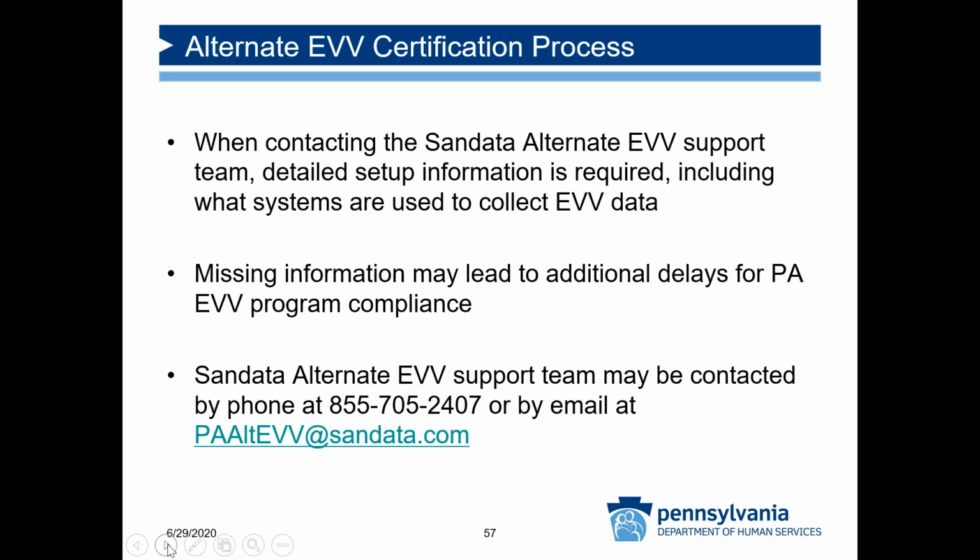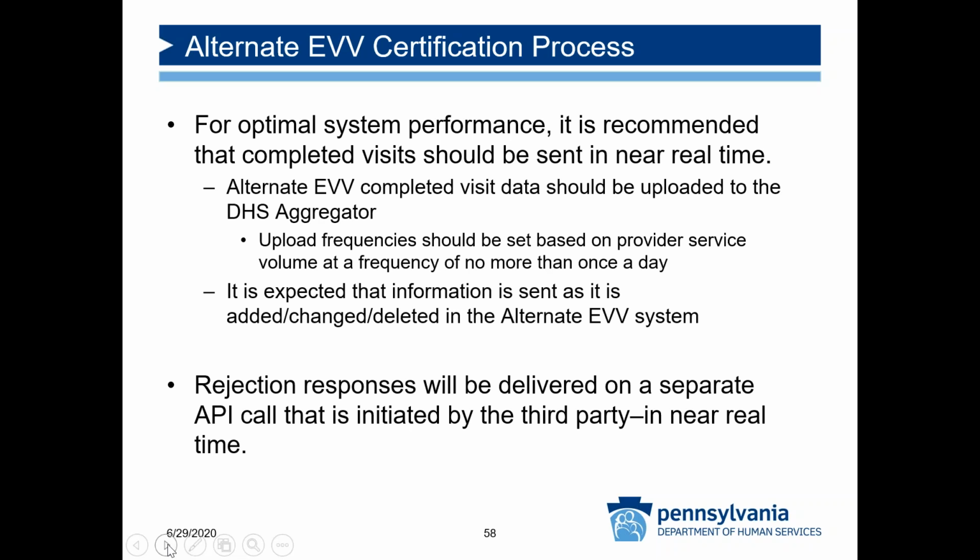When contacting the SANDATA alternate EVV support team, detailed setup information is required, including what systems are used to collect EVV data. Missing information may lead to additional delays for Pennsylvania EVV program compliance. And again, the SANDATA alternate EVV support team may be contacted by phone at 855-705-2407 or by email at PA-ALT-EVV@sandata.com. For optimal system performance, it is recommended that completed visits should be sent in near real time.